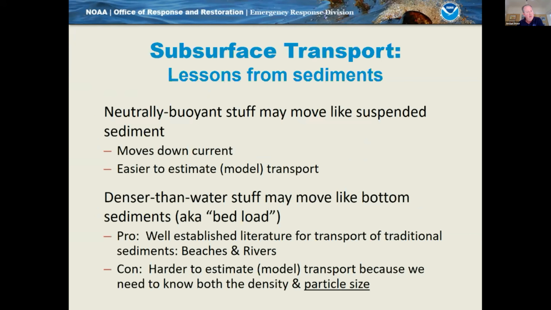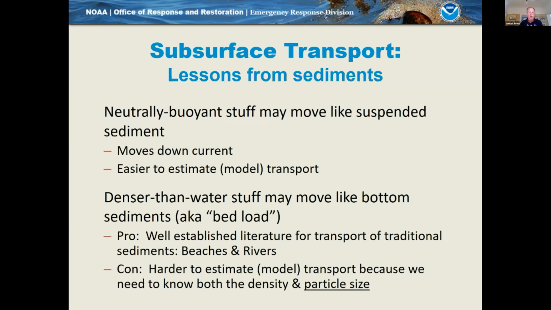There is a lot of information out there about ways to think about potential non-floating oil transport. If you expect it to be moving in the water column, then it could transport similar to suspended sediments. It's a relatively straightforward kind of time of travel type of question. But if it's denser than the receiving water, you could start looking at studies on things like bed load transport for beaches and rivers and different types of water bodies.